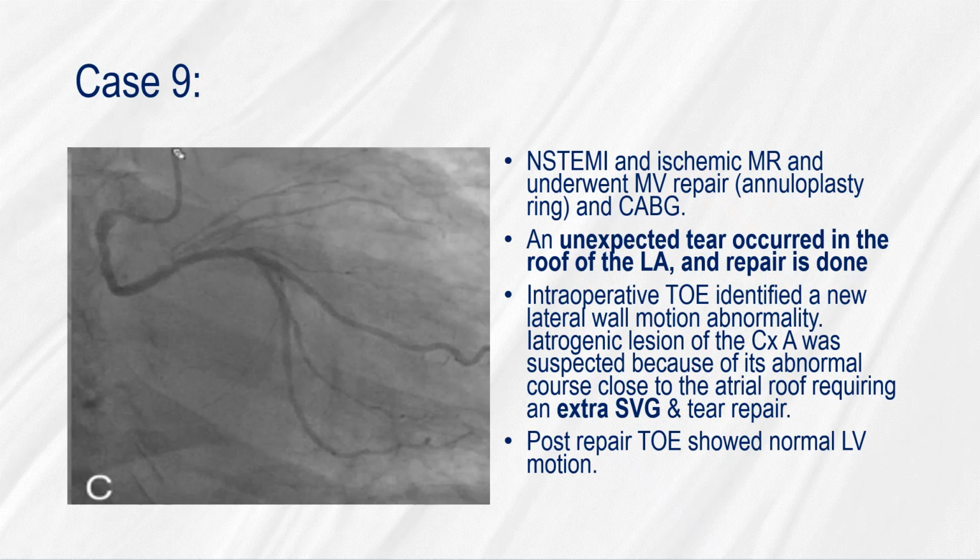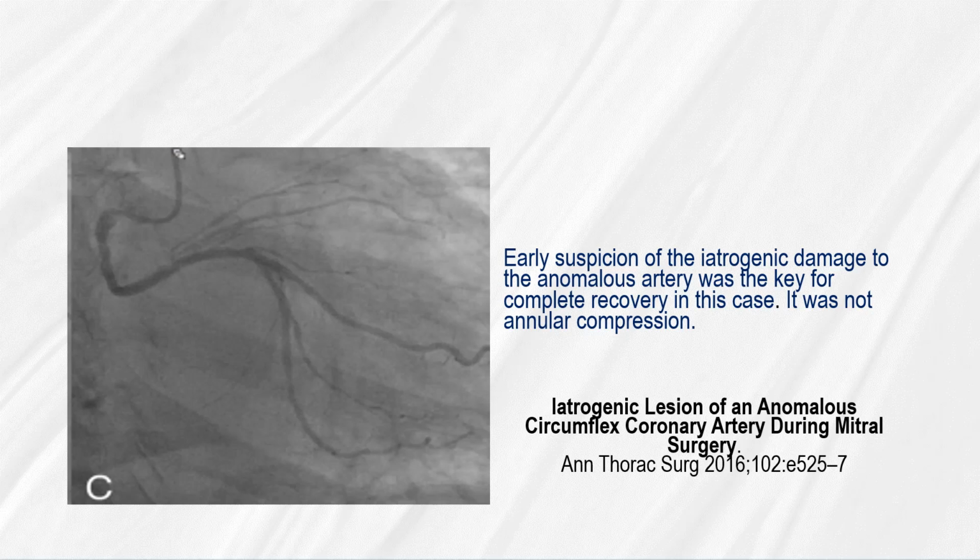Post-repair transesophageal echo showed a normal left ventricular motion. Early suspicion of the iatrogenic damage to the anomalous artery was the key for complete recovery in this case. It was not annular compression.